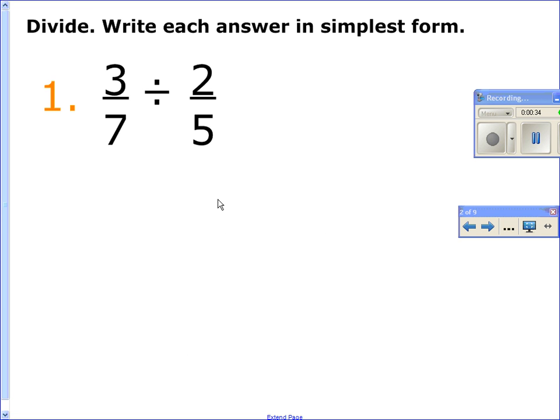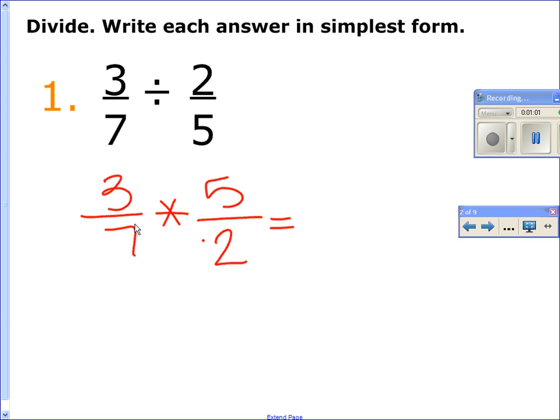Okay, so our first example, we have 3/7 divided by 2/5. So since we don't have any improper fractions, we're going to keep the 3/7, change the division sign to multiplication, and flip this second fraction to its reciprocal. So the 5 becomes the numerator and the 2 becomes the denominator.